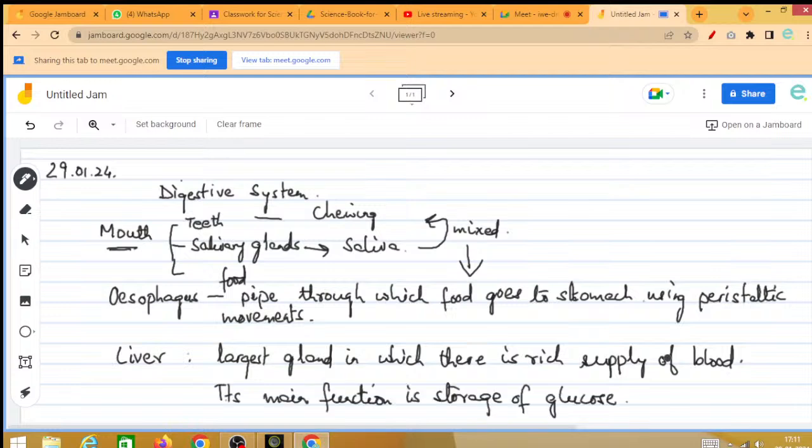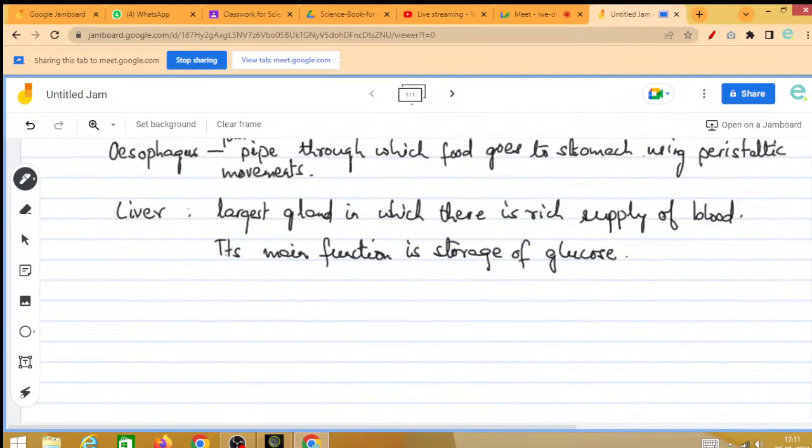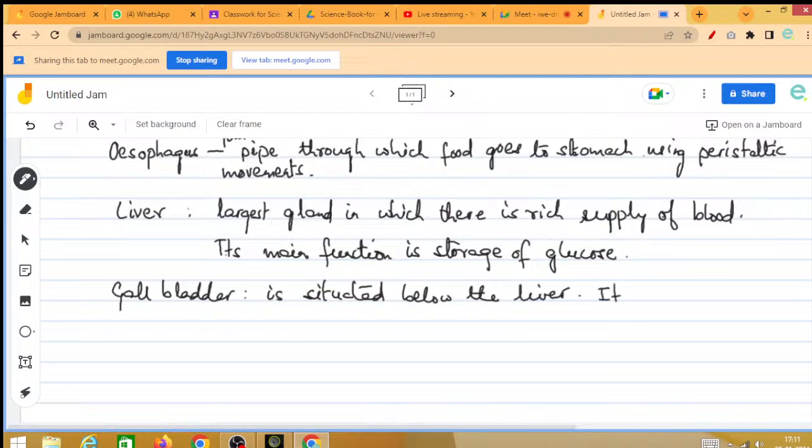Then the gallbladder is situated between, below the liver. Very good. The gallbladder is situated below the liver. So what does it do? It stores the bile, the digestive juice secreted by the liver.